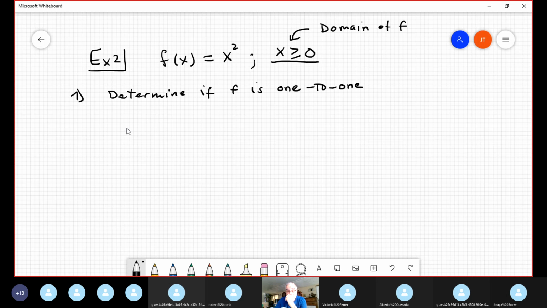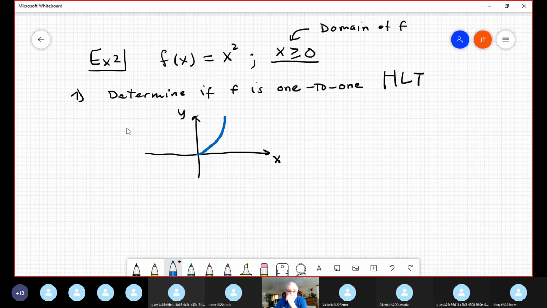And the test that we're using to determine is horizontal, no? Horizontal line test. So in this case it's a parabola, but actually it's half of the parabola, not the entire parabola. Only valid for the positive part, including 0. It touches here, 0. Not the complete parabola.